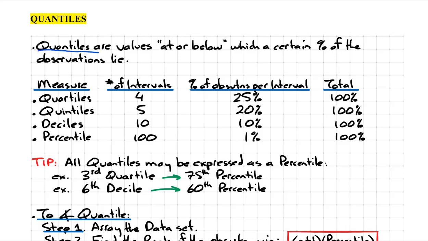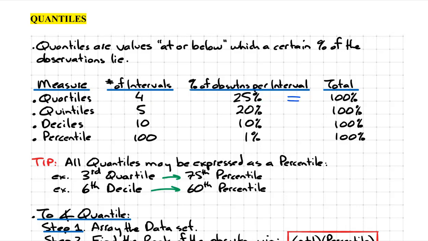Quantiles. Quantiles are values at or below which a certain percentage of the observations lie. So let's have a look at the various forms of quantiles. The first one is a quartile. What we do is we take the data set and break it down into 4 intervals. Then each interval would contain 25% of the observations. And naturally, 4 times 25% would be your 100% of all observations.